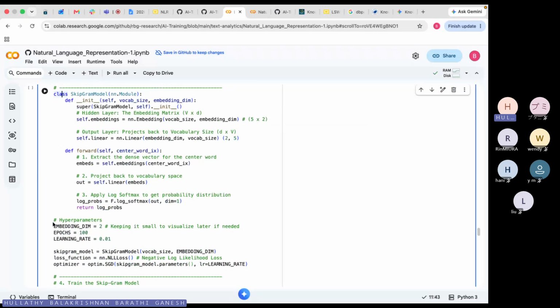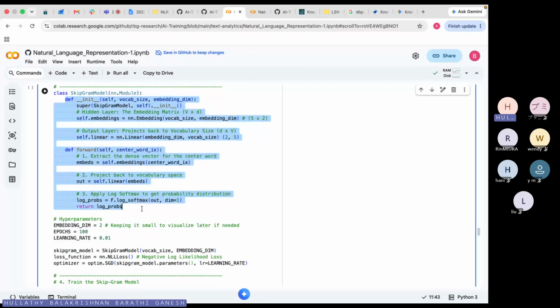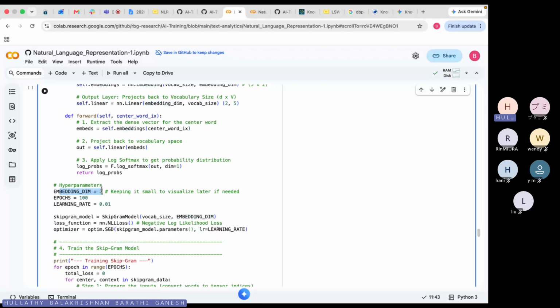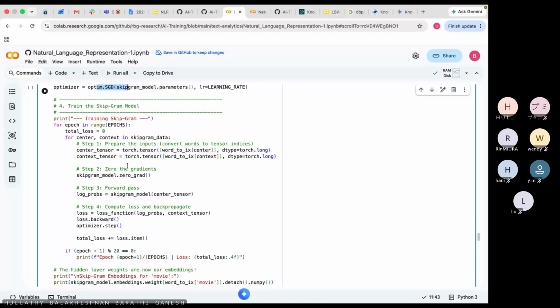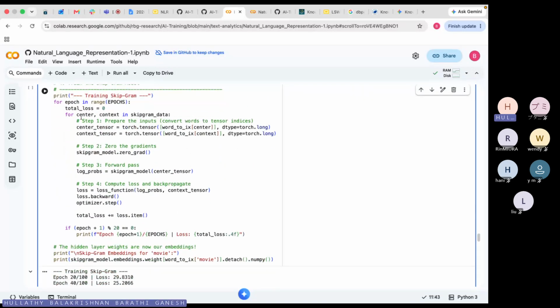So coming back to the skipgram, this is the algorithm or the logic we are defining. Embedding dimension as 2, number of epochs is 100, and the learning rate I'm keeping very minimal, 0.1. We start with the vocabulary size, which is 5 in our case, and embedding dimension 2. For the loss function, we define the normal cross-entropy loss, and stochastic gradient descent as the optimizer. And as you see, we go one by one, center comma context.